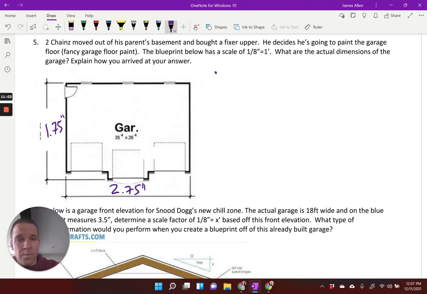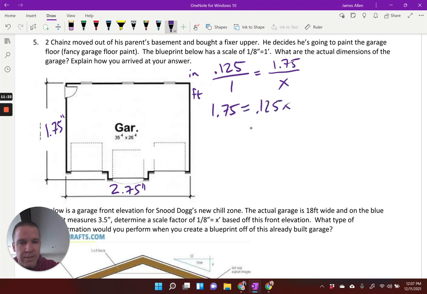So I've got 1/8 is 0.125 over 1 foot, so inches, feet. And then I got my blueprint of 1.75, and I don't know what that is, okay? So go ahead and just cross multiply. So I got 1.75 equals 0.125x, divide by 0.125. And 1.75 divided by 0.125 gives me 14 feet. So that's one of them.